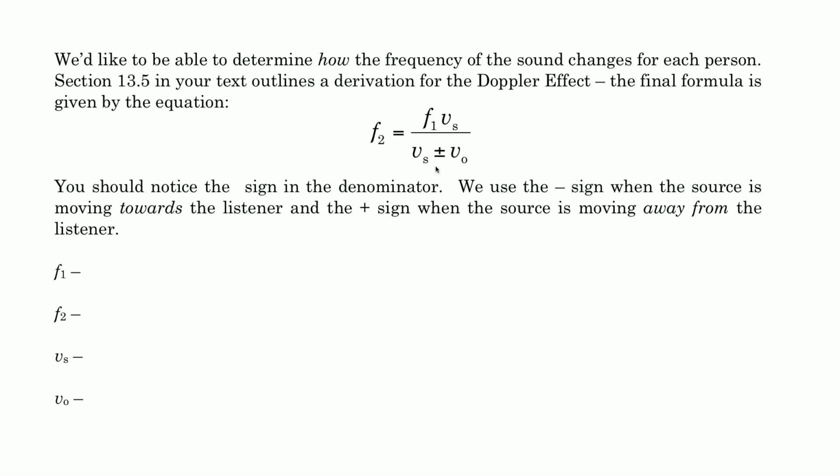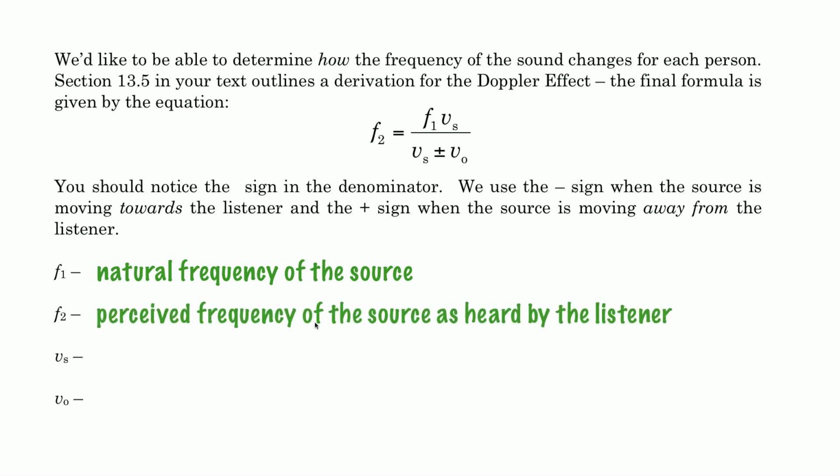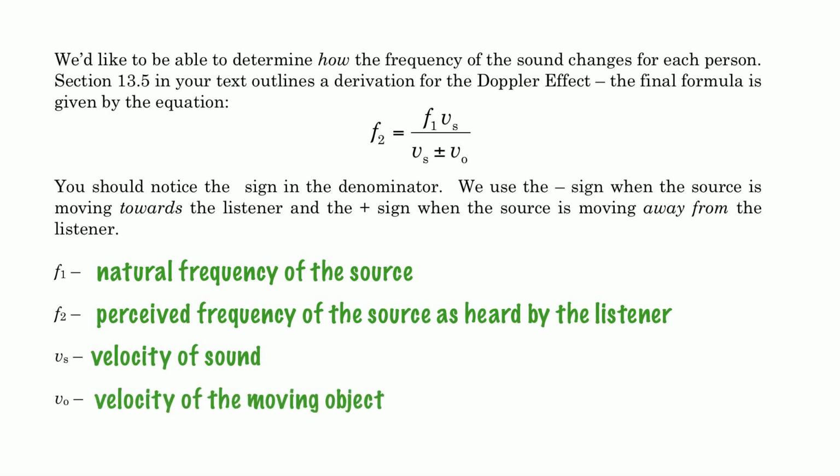This would be something that you'd want to commit to memory, or put on a study sheet so that you know how to use it. In this formula, F1 is the natural frequency of the source. So the frequency of the train's horn, or the car's horn, whatever that is, its natural frequency. F2 is the perceived frequency, as heard by the listener because of this object's velocity. Vs is the speed of sound, and V0 is the velocity of the moving object.